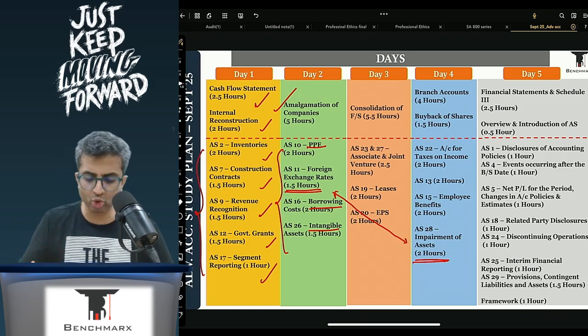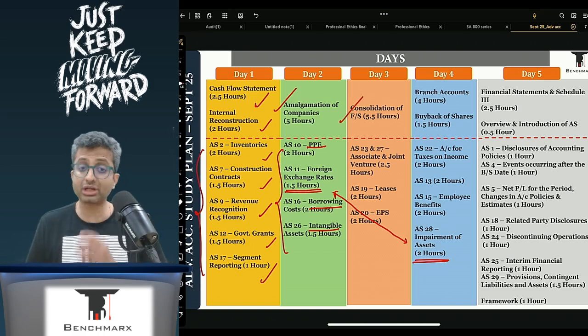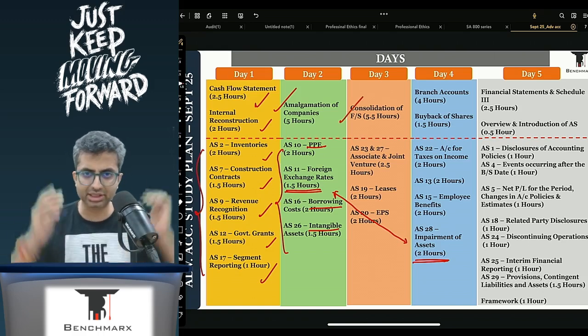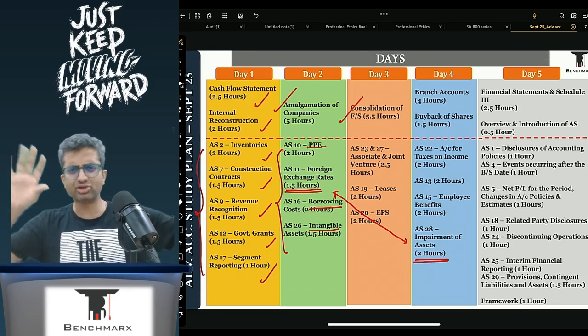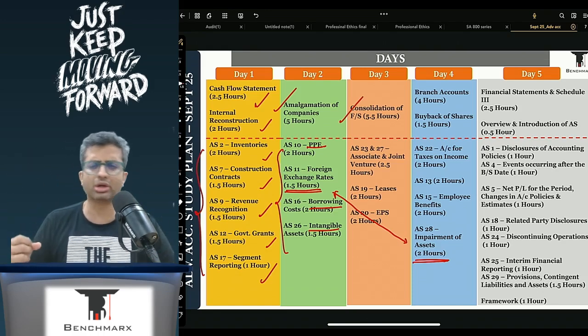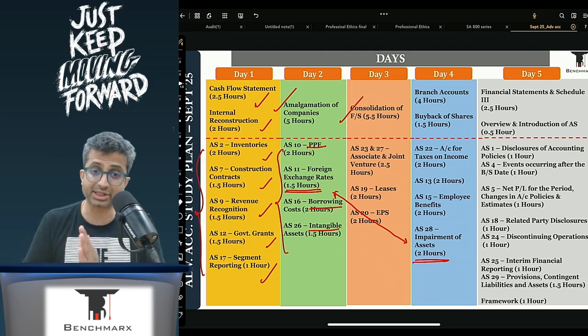That is absolutely fine because impairment is also an asset link standard, so that is also workable. Now after you go ahead from there, you go to consolidation. Remember, consolidation is very, very process driven. You have your schedule 3 balance sheet, you have your notes, you have the working notes on goodwill, minorities, interest, etc.